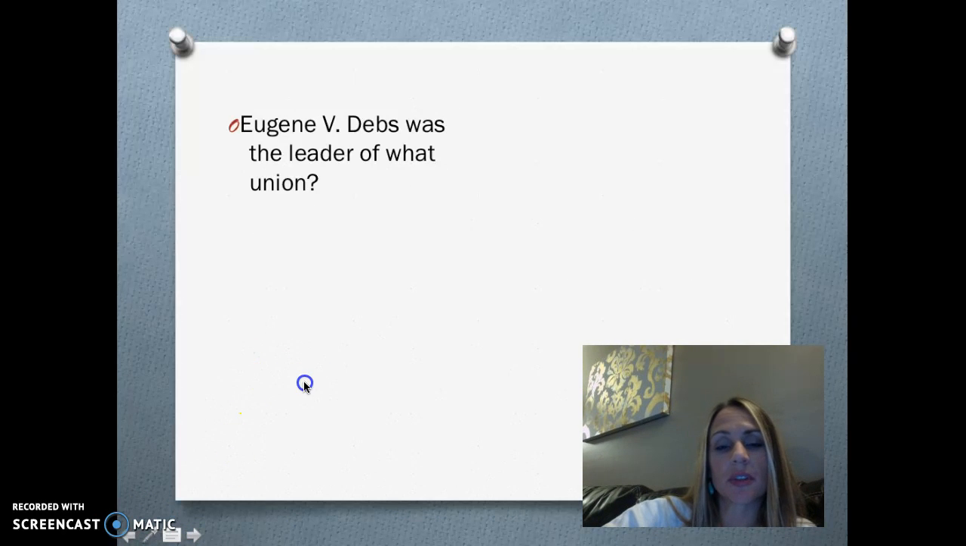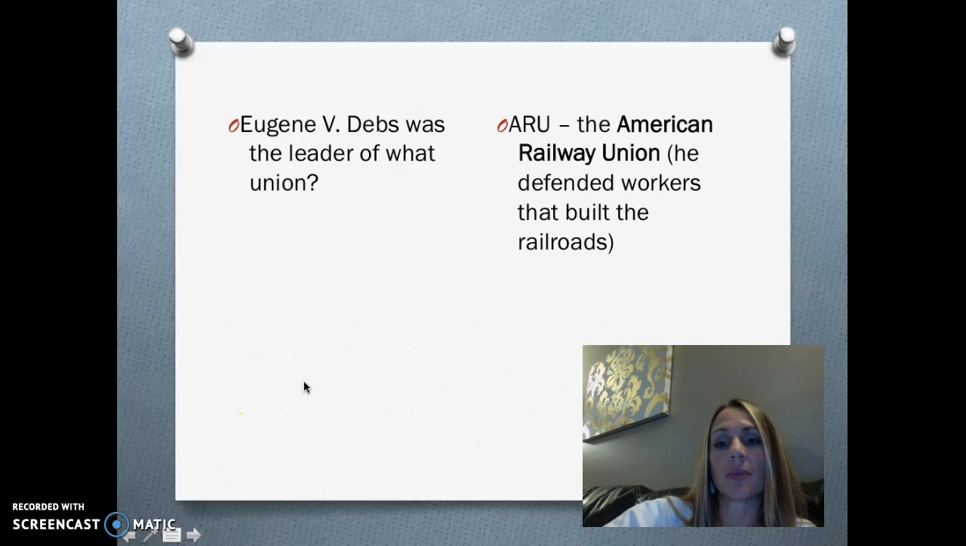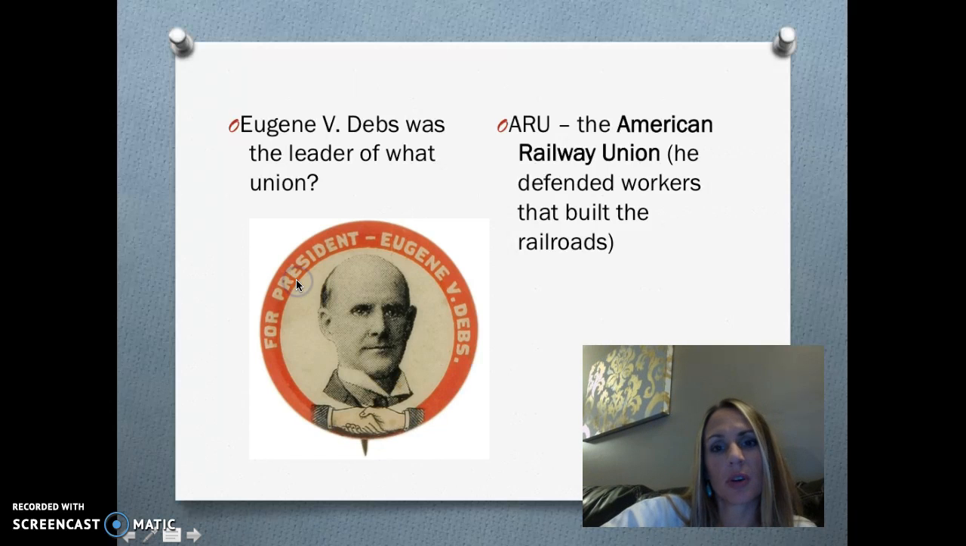Eugene V. Debs was a leader of what union? That's the American Railway Union. He defended workers that built the railroads and railroad cars and things. And people did say to him, "You should run for president." So this would have been one of the little pins. It's a pin that people used to wear.